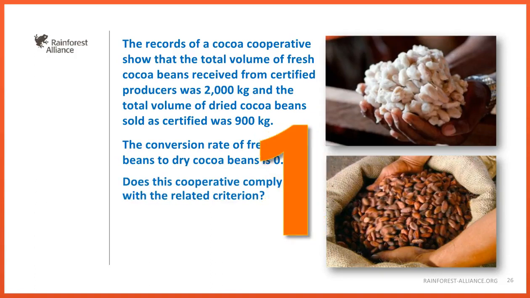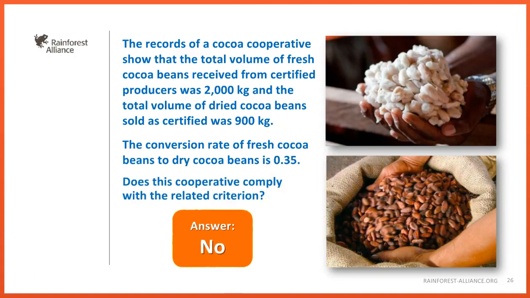The answer is no. According to the conversion rate, 2,000 kilograms of fresh cocoa beans will be converted to 700 kilograms of dried cocoa beans. However, this cooperative is selling 900 kilograms of dried beans as certified. It can be suspected that they have mixed non-certified beans and sold them as certified. This is against Critical Criterion 1.2, which prohibits overselling of certified products.